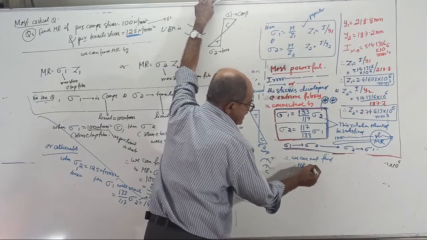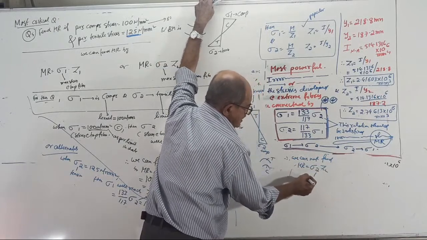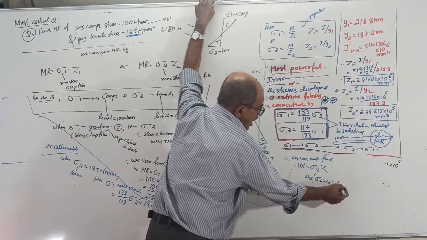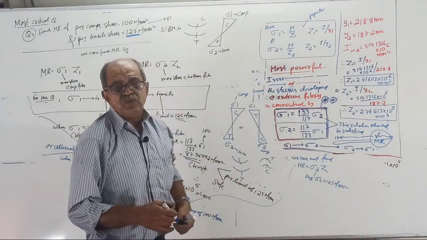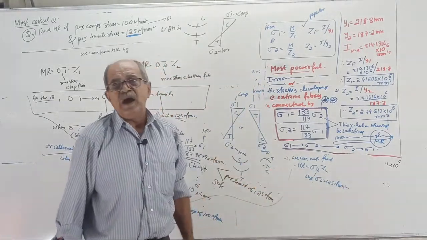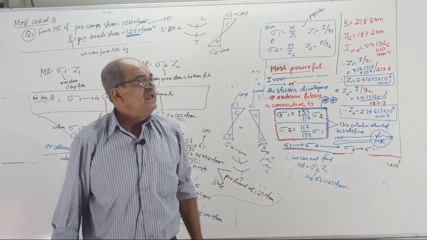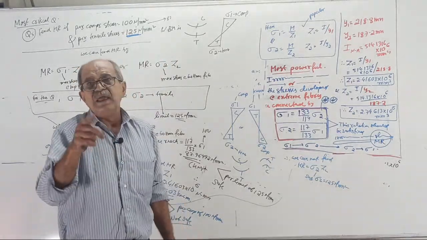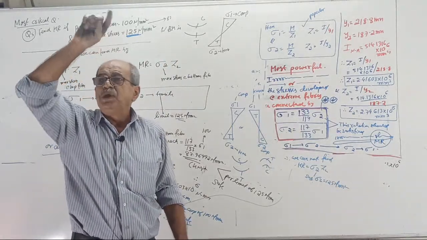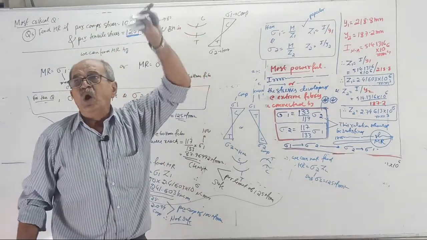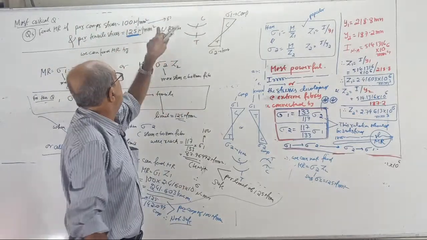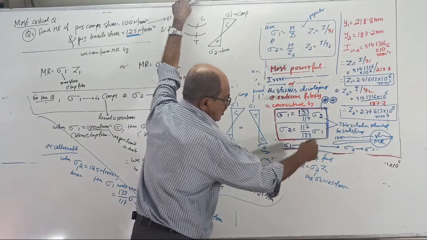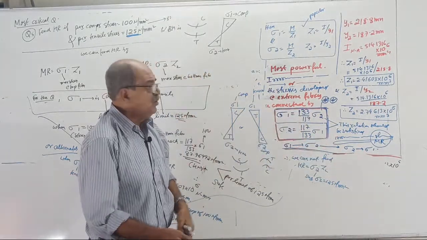MR by sigma 2 into Z2, substituting sigma 2 equal to 125. You cannot use sigma 2 as 125 because, if you allow the sigma 2 value to reach 125, then tension is safe. Limit is 125. But at that time, compressive stress will go beyond the limit of 100. Therefore, you cannot find MR equal to sigma 2 into Z2 by substituting that.